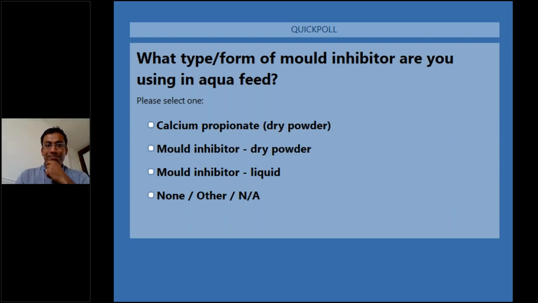What form of mold inhibitors are you using in your aquafeed?